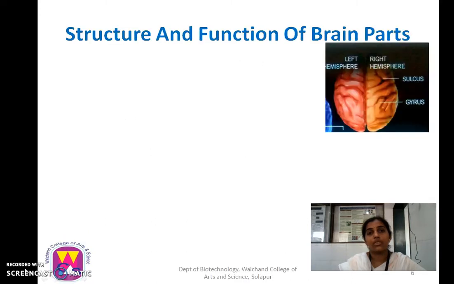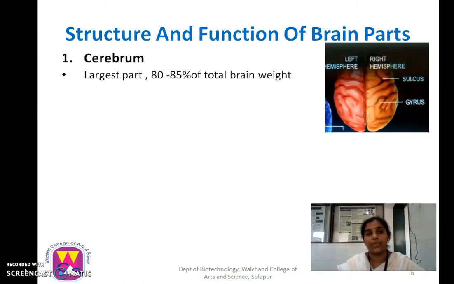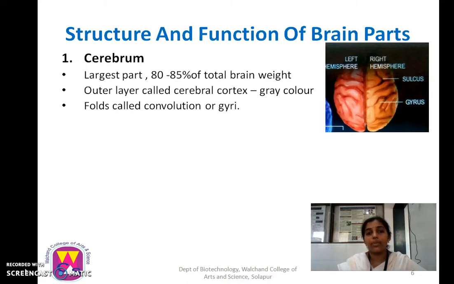First, we'll discuss the structure and functions of the first part of our brain, that is the cerebrum. The cerebrum is the largest part of the human brain and it accounts for 80 to 85% of total brain weight. The outer layer of the cerebrum is called the cerebral cortex and it is grey in color. Many folds are present in the cerebral region, and those are called convolutions. Depending on their structure, these convolutions are again named sulci and fissures. Shallow grooves are called sulci and the deeper grooves are called fissures.